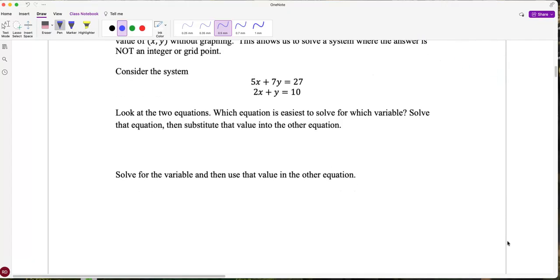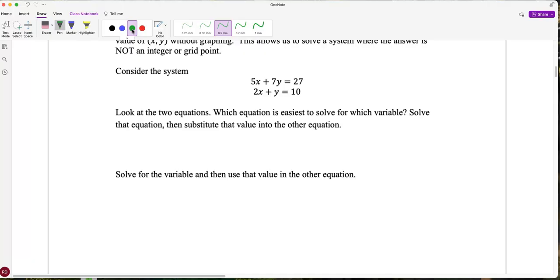Okay, so let's look at this one. Our steps are: we have to solve one of the equations for one of the variables and then plug it into the other equation. So this is where you could solve any equation for any variable. I could solve the first equation for x, the first equation for y, the second equation for x, or the second equation for y.